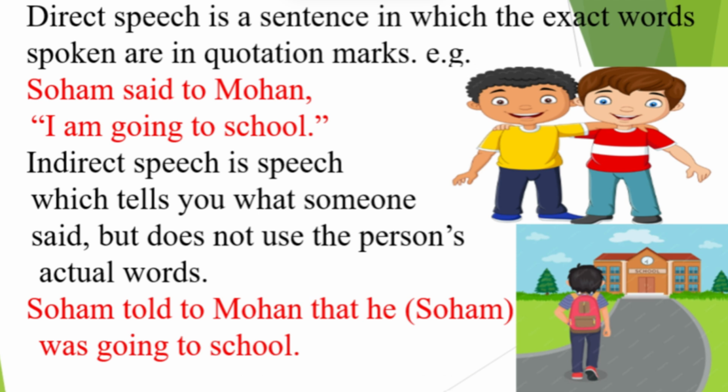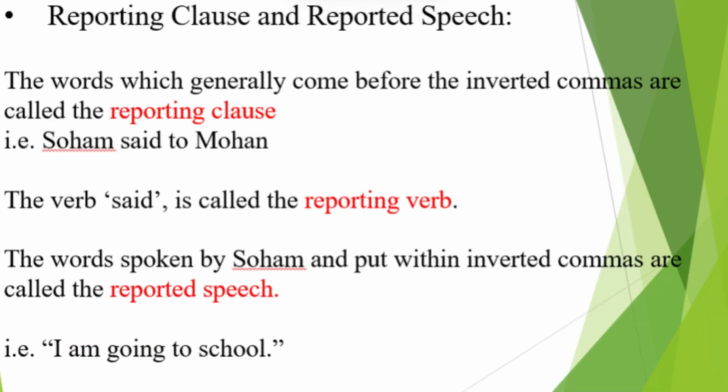All right, let's dive deeper into the mechanics. In indirect speech, the sentence usually has two parts, the reporting clause and the reported speech. For example, in the sentence, Soham said to Mohan, "I'm going to school." The reporting clause is, Soham said to Mohan, and the reported speech is, "I am going to school."